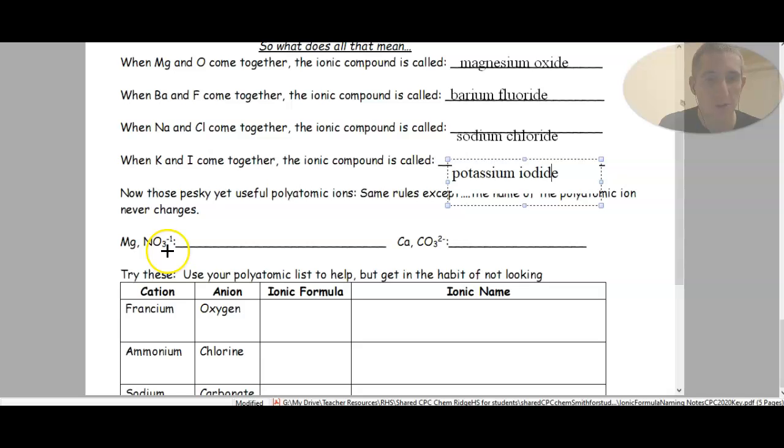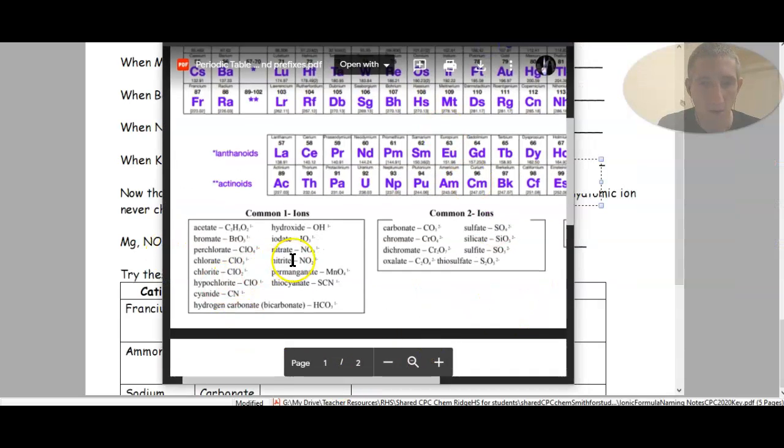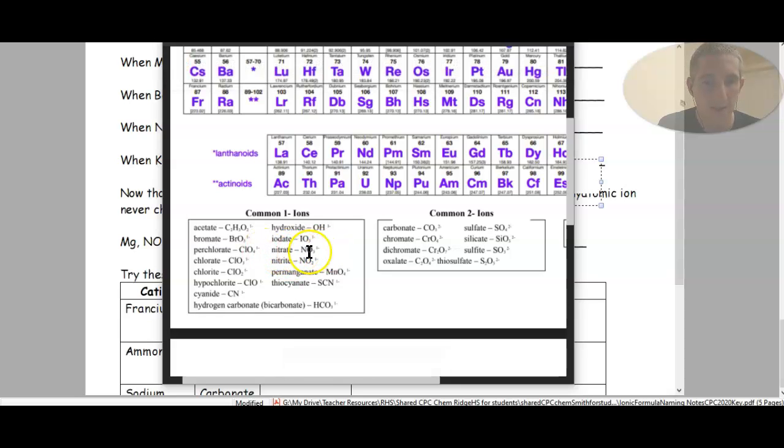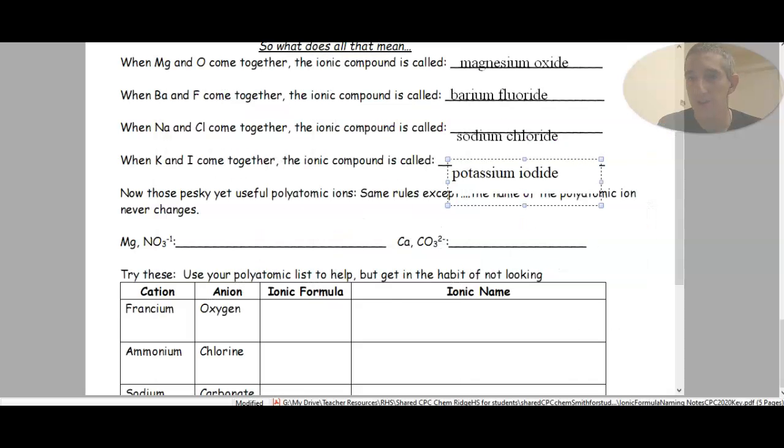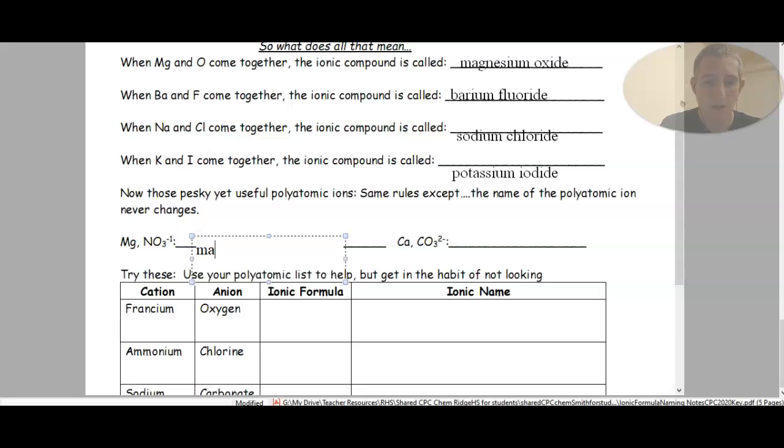So MgNO3. If you look over here, NO3 is just nitrate. That's all we're going to have over here, just nitrate. Mg is just magnesium. Magnesium, and NO3 1- is just nitrate. And that's it. No numbers, no Roman numerals, no crisscrossing, no parentheses, just the cation magnesium and the anion nitrate.